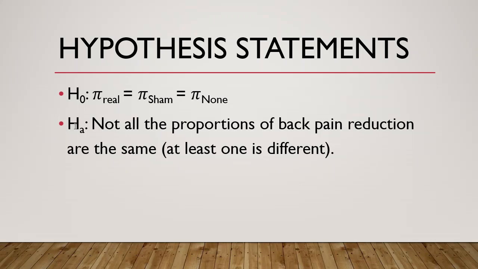All right, and the null hypothesis is that all these proportions are the same. If these 3 treatments are the same, then their proportion of success rate would be the same, right? The alternative is that not all the proportions are the same, or at least one of them is different.